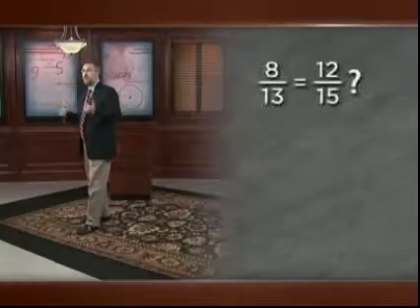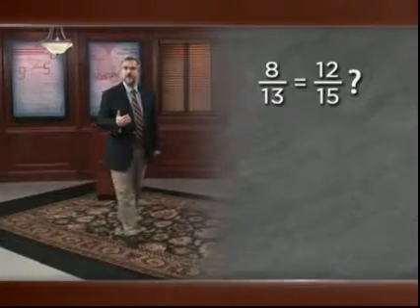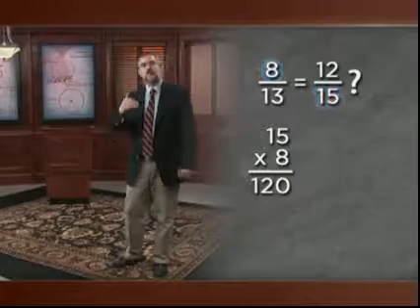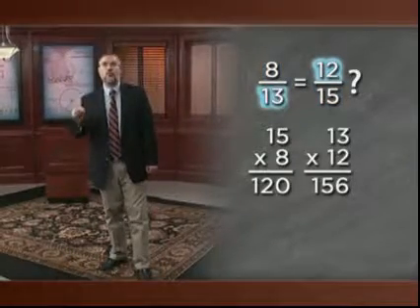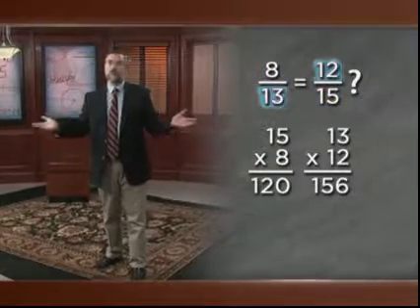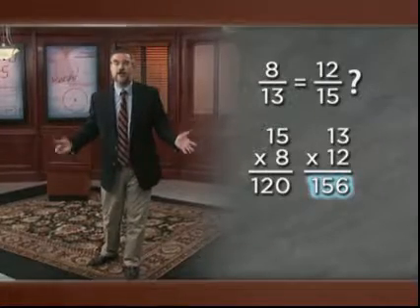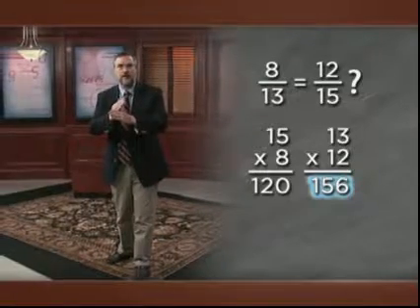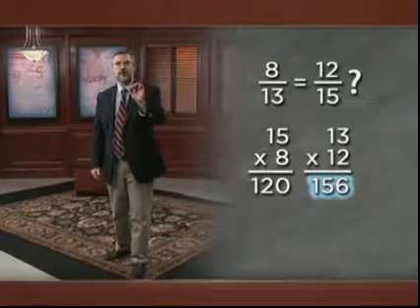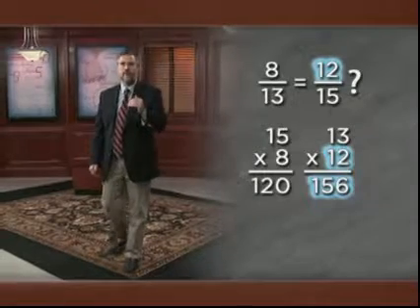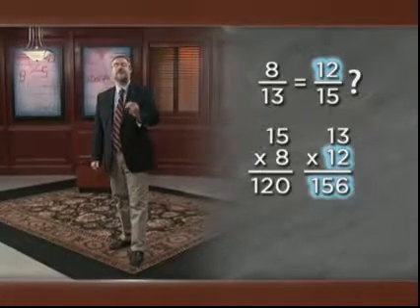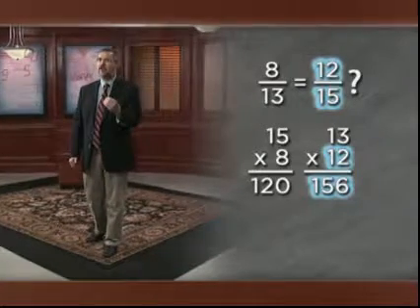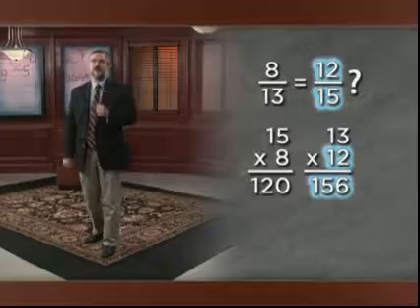So let's go back to 8 over 13 and 12 over 15. We saw that 8 times 15 equals 120, and 12 times 13 equals 156. The 156 is larger than 120, so the 12 times 13 is the larger of the two cross products. The numerator used there is the 12 from the 12 over 15. And that means that 12 over 15 is a larger amount than 8 over 13. And that's a really nice result.